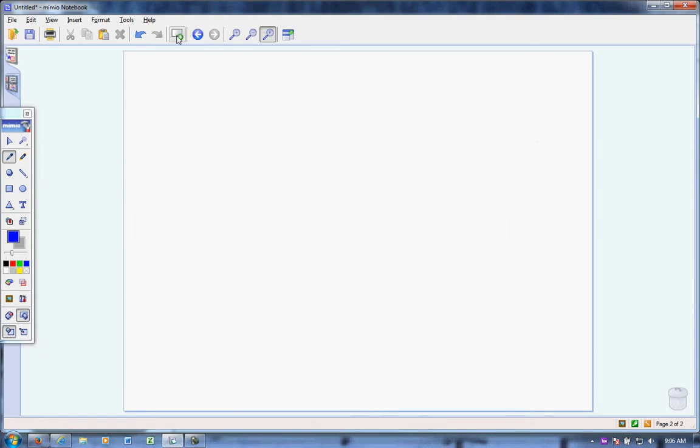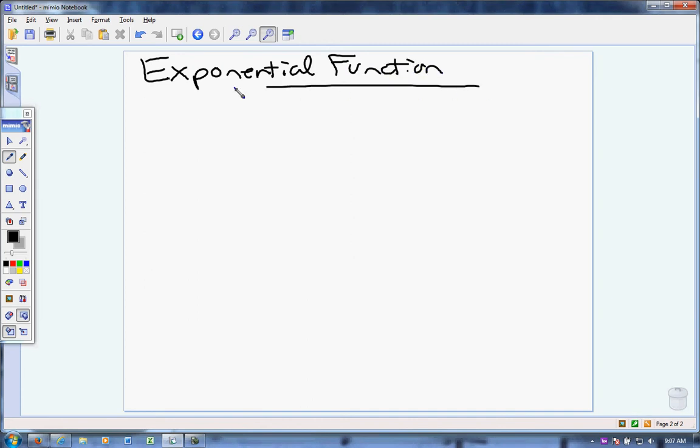So, by definition, it's good for us to write a definition. An exponential function is one where f of x equals a to the x. And what I want us to do now is look at what happens. Let's analyze and see what this function looks like.